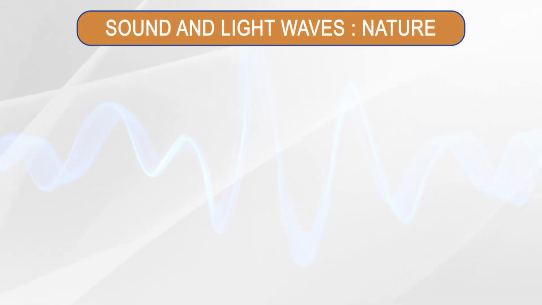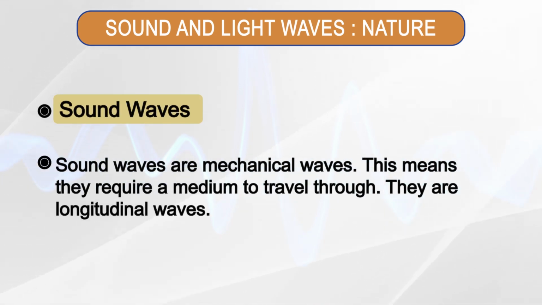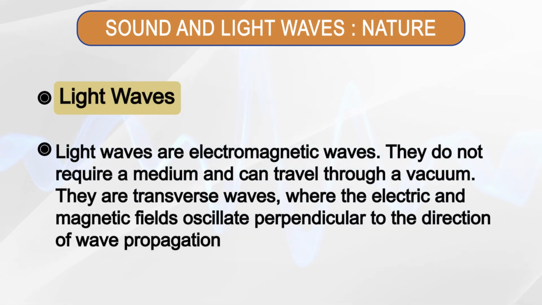Now let us compare these sound and light waves. There are some points to compare these two waves, and the first one is the nature of waves. Sound waves are mechanical waves, which means they require a medium to travel through, and they are basically longitudinal waves. Light waves are electromagnetic waves, and they do not require a medium and can travel through vacuum. They are transverse in nature, where the electric and magnetic fields oscillate perpendicular to the direction of wave propagation. One lecture is totally dedicated to electromagnetic waves.